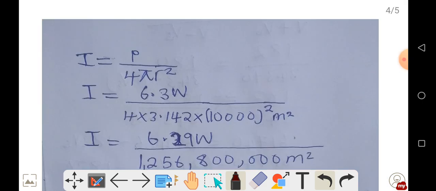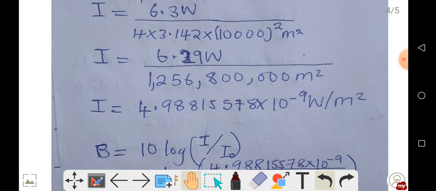Right, so the intensity of a spherical wave is given by that. Then we have calculated the power to be 6.3, so we have substituted here. Then where there's pi, we substitute with 3.142, that's the value of pi. Where there's radius, they've said 10 kilometers, that's 10,000 meters. Then we square it, right? When we punch this on a calculator, we get this figure here. Then the power we calculated, we said it was 6.3, which we have written here in 3 significant figures.